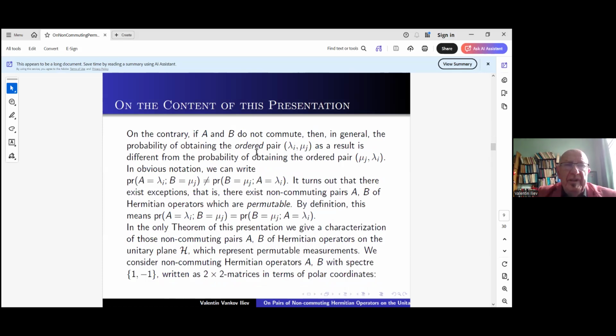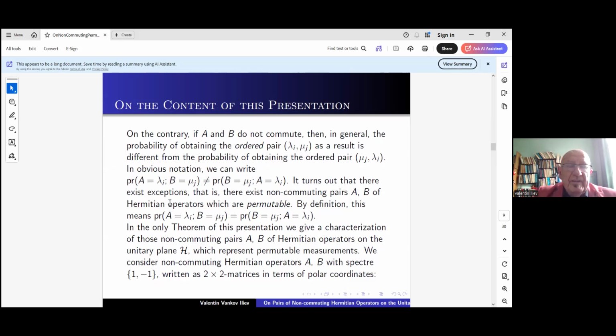In contrast, if A and B do not commute, then in general the probability of obtaining this ordered pair lambda i, mu j is different from the probability of getting the ordered pair mu j, lambda i. So the corresponding obvious notations are this. Here, this probability, first A then B, is not equal to the probability of B then A. So this is in general, but it turns out that there are exceptions.